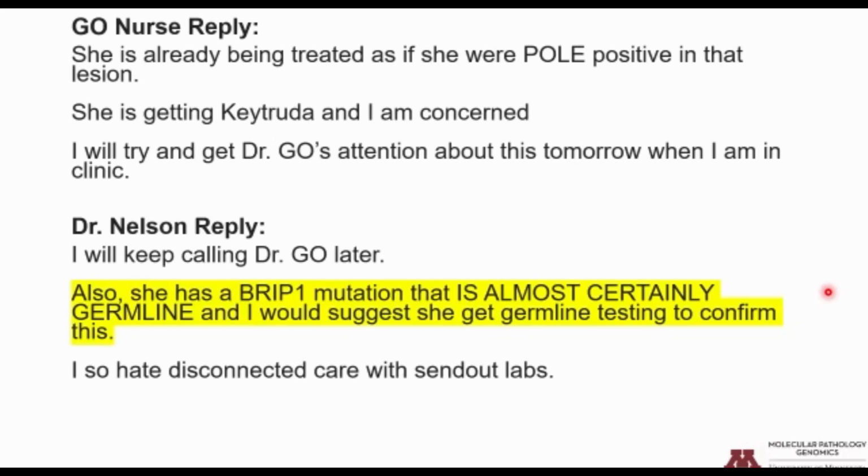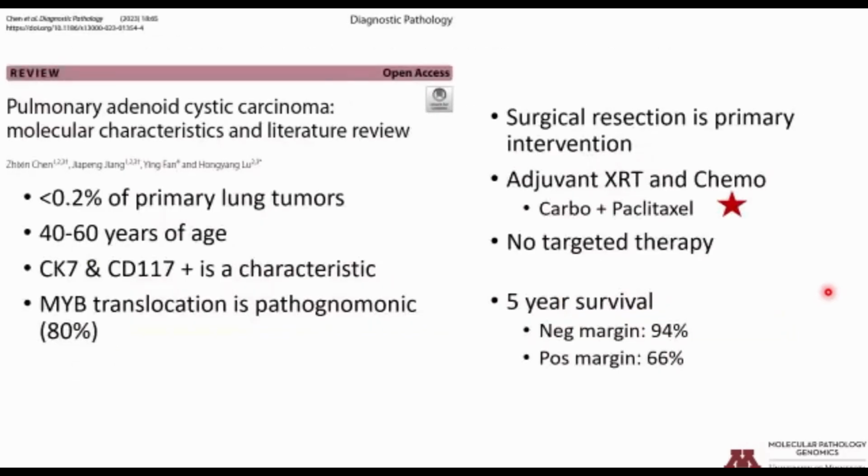And I closed it. As you can see, I so hate disconnected care with send-out laboratories. So again, like I said, adenoid cystic carcinoma primary to the bronchial or pulmonary tree is extraordinarily rare. It's less than 0.2% of all primary lung tumors, but she fits right into the age range, 40 to 60 years of age. And like ACCs in other spots, MYB translocation is pathognomonic.